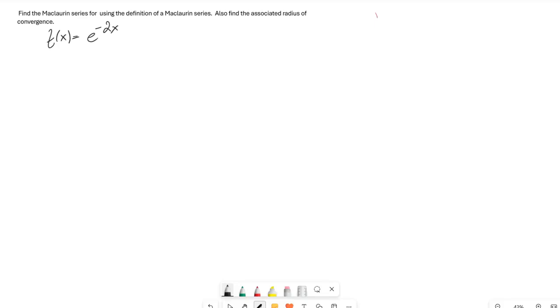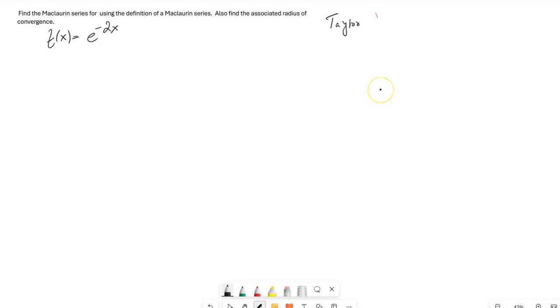The question is: find the Maclaurin series using the definition of Maclaurin series. Also find the associated radius of convergence. We'll talk about radius of convergence in a minute. But first of all, I want to remind you that the Maclaurin series is derived through the Taylor series. What was the Taylor series?